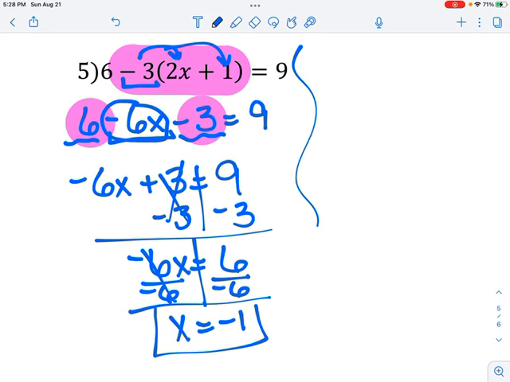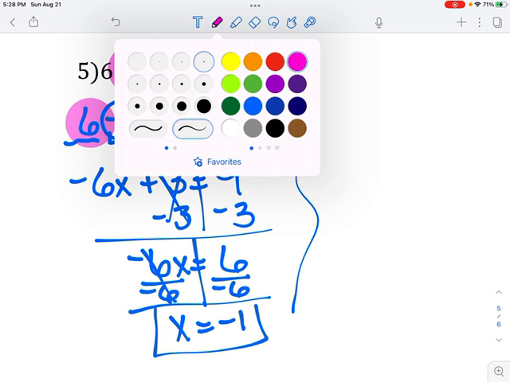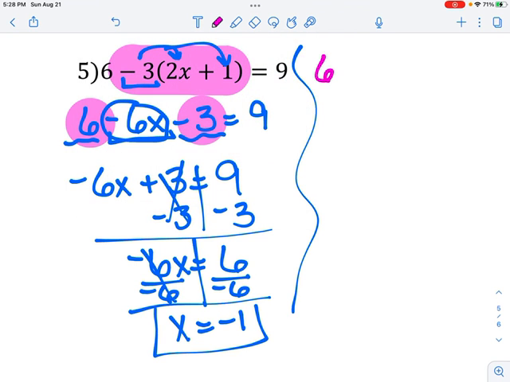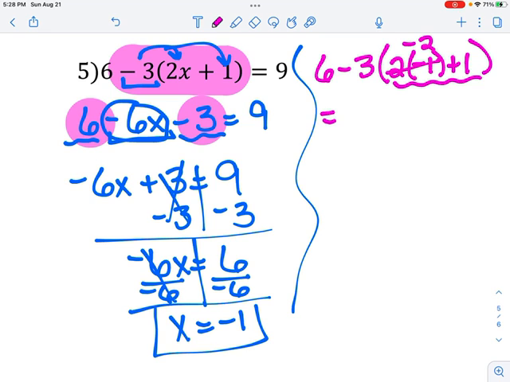To plug it back in, it's going to look very similar to the other ones that we have done. So we would literally just go 6 minus 3, and then in parentheses, 2 times negative 1 plus 1, and we're asking, do you equal 9? So order of operations would say, hey, do everything in that grouping. So 2 times negative 1 is a negative 2. Negative 2 plus 1, that's going to get us negative 1.